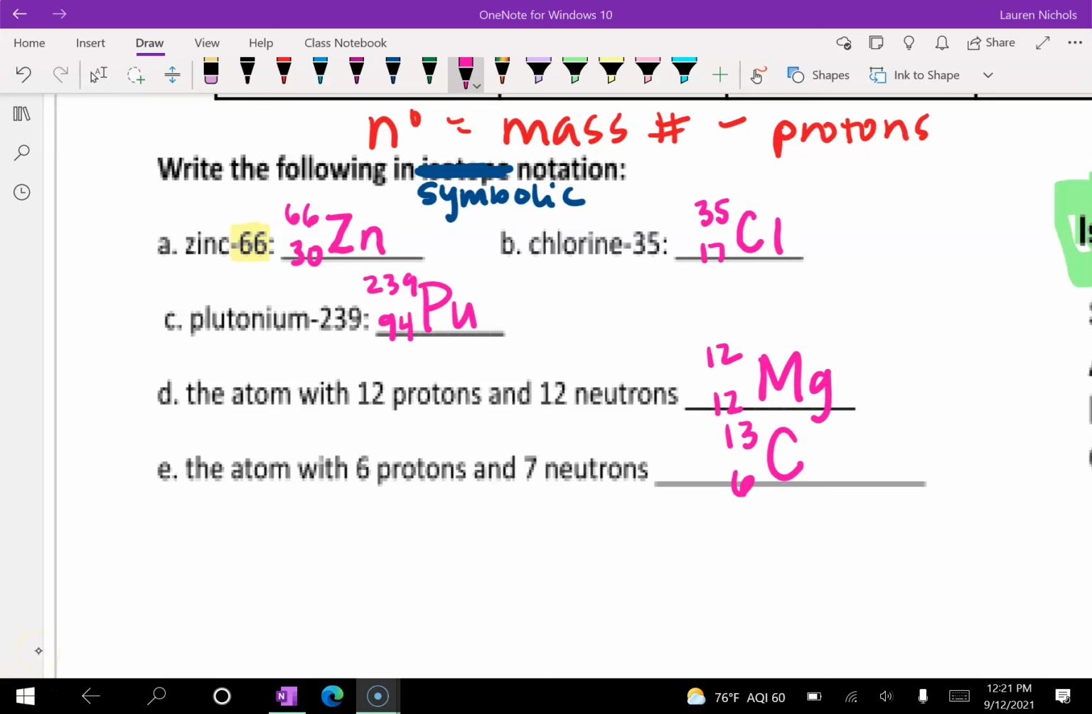Okay, so go ahead and check your answers, and make sure that you got these answers. All of these were neutral atoms, or we assume they were neutral because we were given no information about the number of electrons or having a charge.